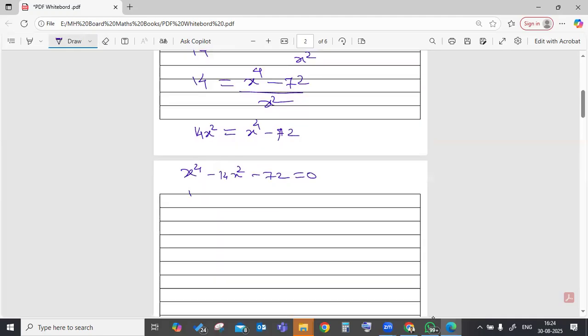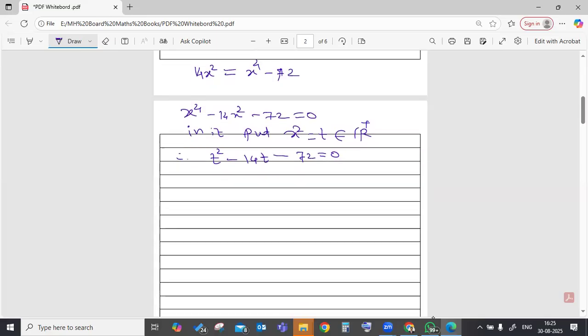Okay, in it, put x square equals t, which is a positive real number. Therefore, this becomes what? t square minus 14t minus 72 is equal to 0. Okay. Again, solve this quadratic equation in t, for t a positive real number. Which method should we apply to solve this quadratic equation?